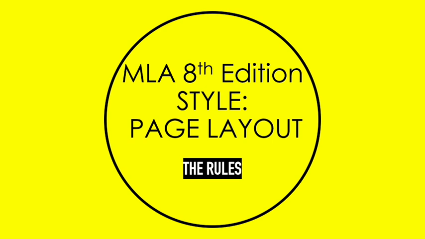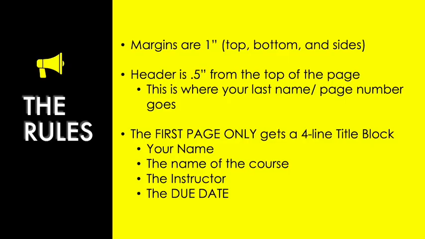So here are the rules. All of your margins, the top, the bottom, and the sides, are set to 1 inch. The header is 0.5 inches from the top of the page, and you do use the header. There's also a footer option. It can be 0.5 inches from the bottom of the page, but MLA Style does not dictate a particular footer, so the header is the one I'm worried about. Your last name and page number go in the header. We'll talk about that when I show you how to set up the document.